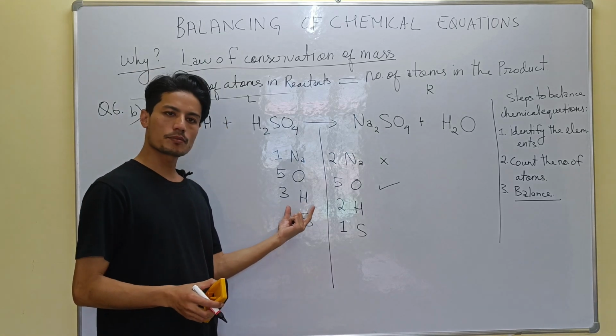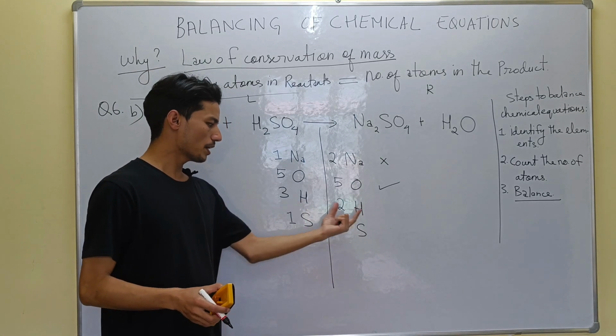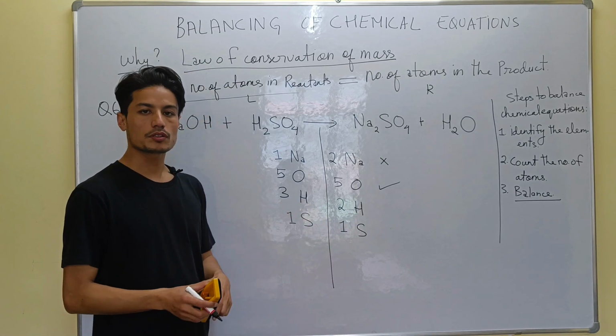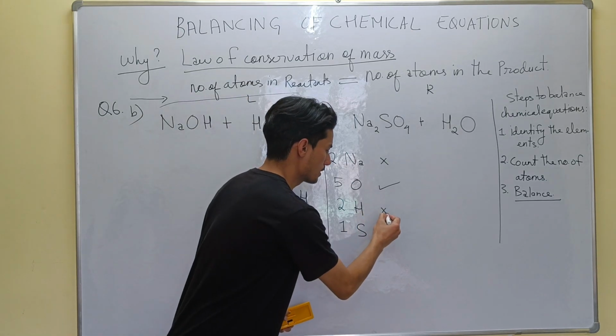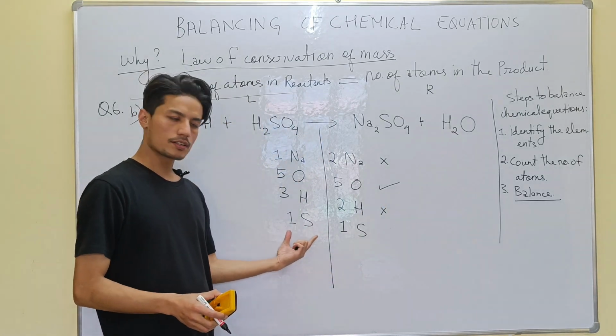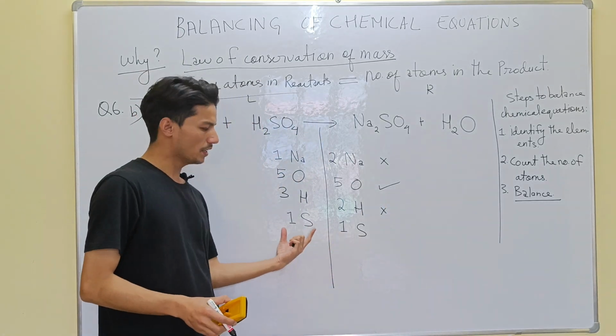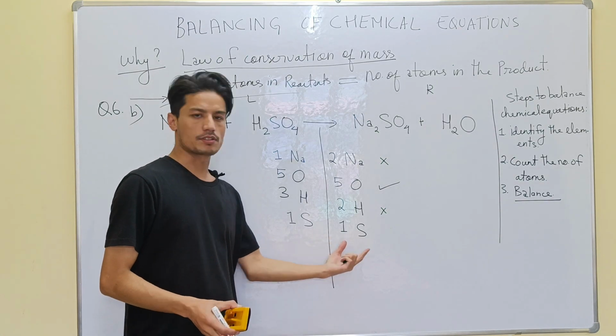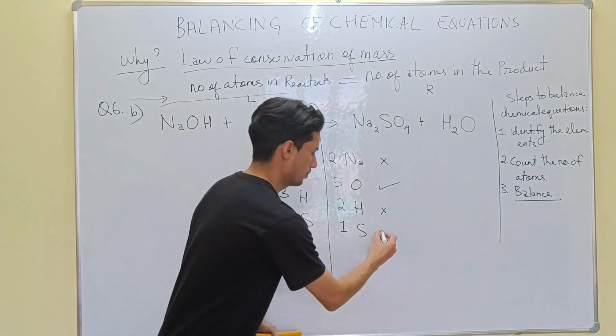Then we have 3 hydrogen atoms here. We have 2 hydrogen atoms here. Are they balanced or imbalanced? Yes, they are not balanced. They are imbalanced, so we have to balance them. Then 1 sulfur here, 1 sulfur here. Balance, isn't it? So this is balance.